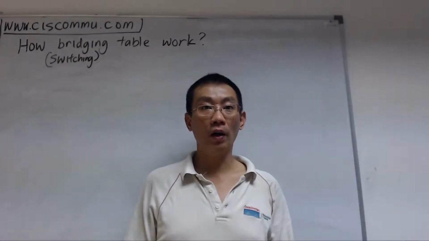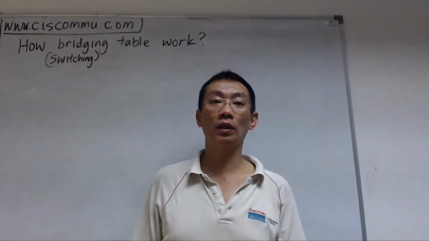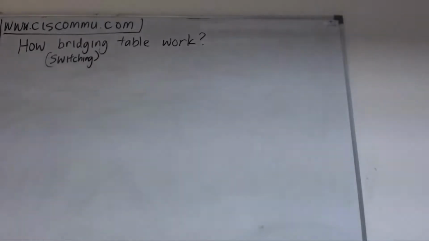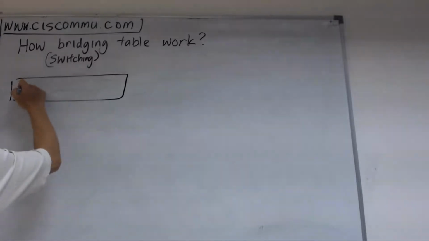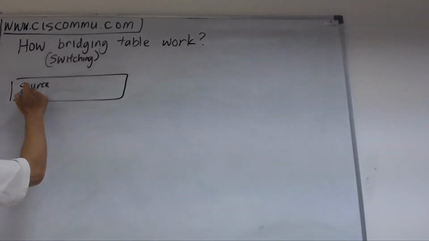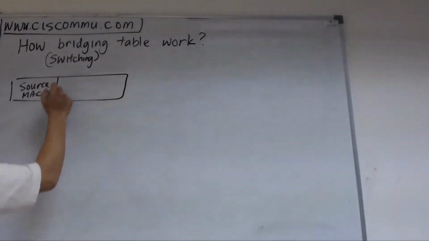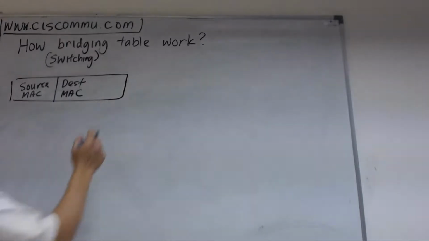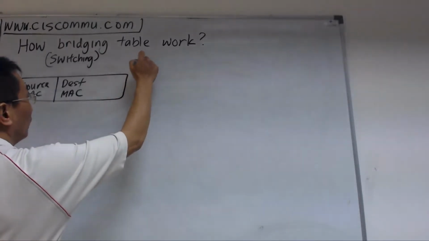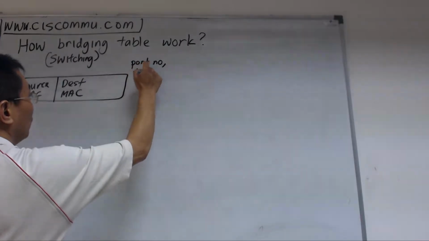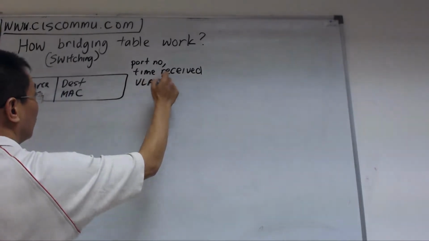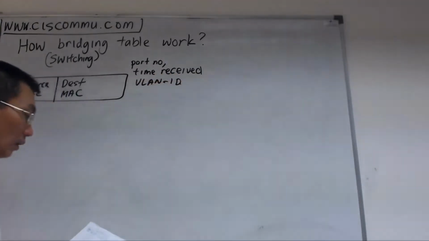Today we're going to talk about how the bridging table works in the switch. Suppose the switch receives a packet. The packet will consist of a source MAC address and a destination MAC address. And then there will be other information such as port number, the time it received the packet, and also the VLAN ID.